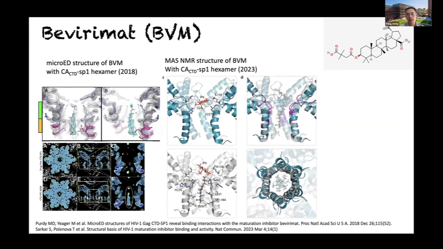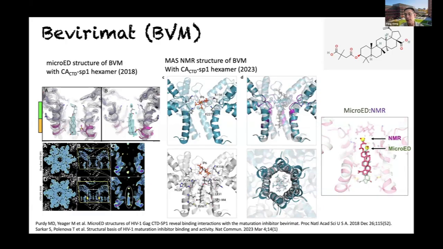Then a couple of years ago, Tatyana Polenova's group at the University of Delaware used NMR to look at this structure again, and also came up with a fitting of how the compound binds to the HIV capsid. But the issue is that if you superimpose the two models, from NMR and microED, you see they don't match. So it's still an open question where the drug binds.